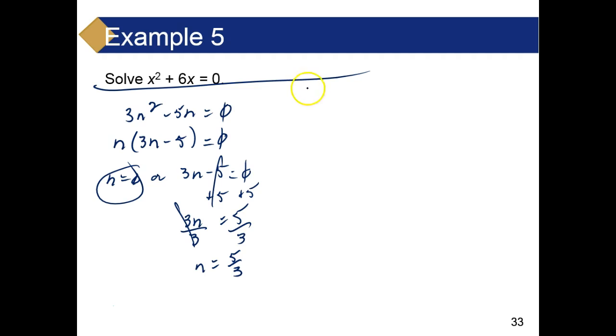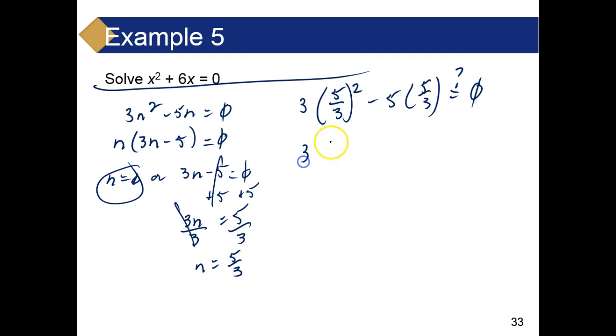3 times 5/3 squared minus 5 times 5/3. Right, that's what we do. Plug in the n everywhere we see an n. Supposedly, this is equal to 0. We don't know if it is or not. That's what we're going to check. You do 3 times 25. I'm not going to multiply the denominator. I'm just going to leave it as 3 times 3. Is that okay? Minus 5 times, well, let's go and multiply that one.